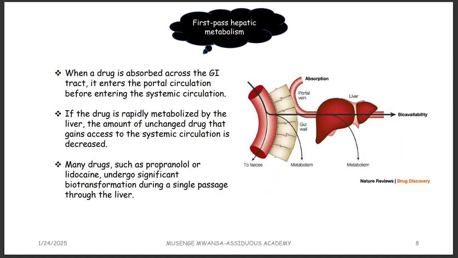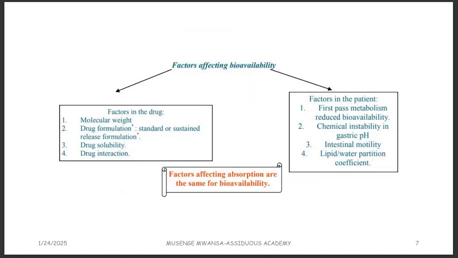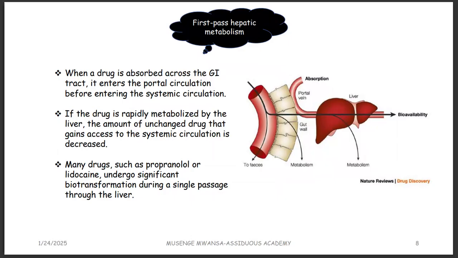So let's start with first pass metabolism, which is a patient factor that affects metabolism. What is first pass metabolism? Here I've put hepatic because mostly the metabolism happens in the liver. So, first pass hepatic metabolism. When a drug is absorbed across the GIT, it enters the portal vein, or portal circulation, and then goes to the liver before it can go to the rest of the body.